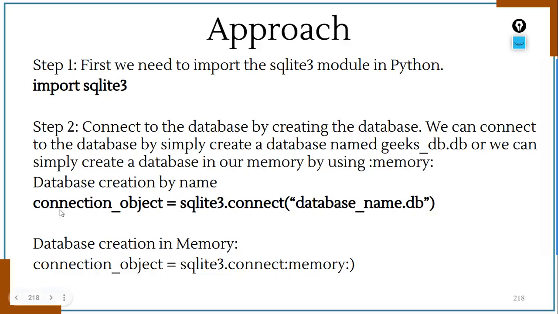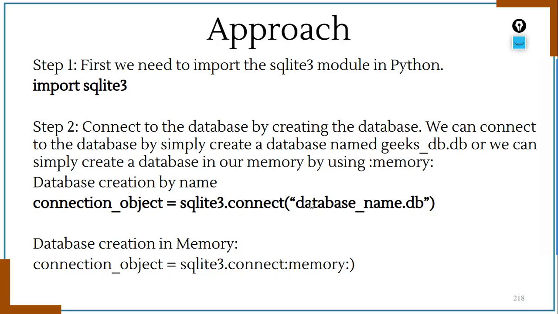So for that we have this particular syntax: connection object, which is nothing but an object that we are going to create, is equal to sqlite3.connect, and then inside parentheses, inside double quotes, we provide the database name. Whatever name we want to give, we can provide that name, dot db. In this way we are creating this connection object.